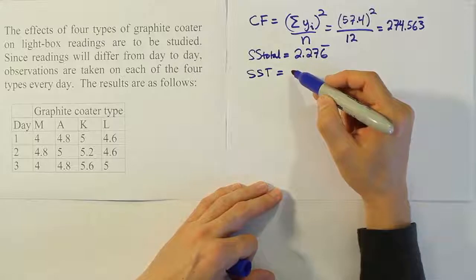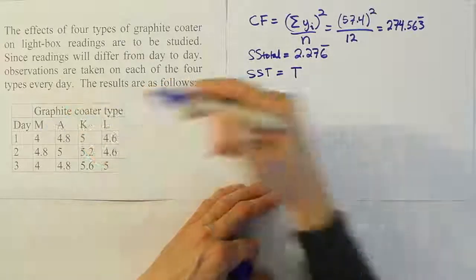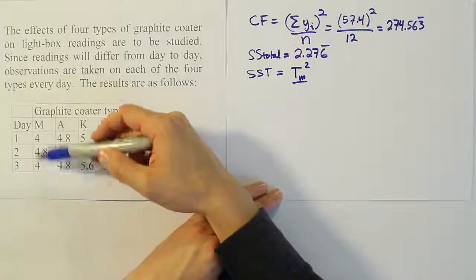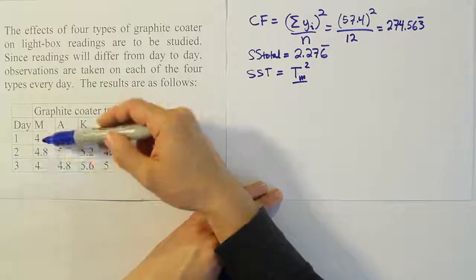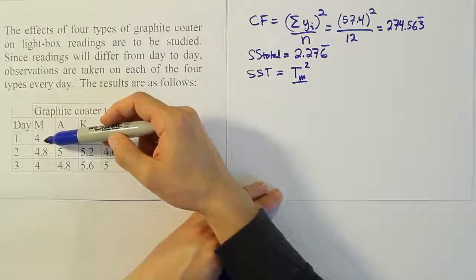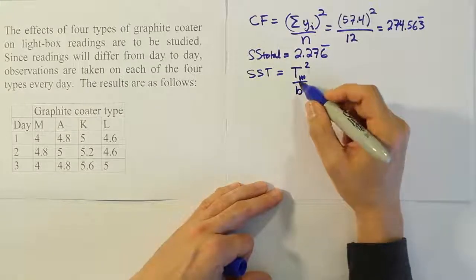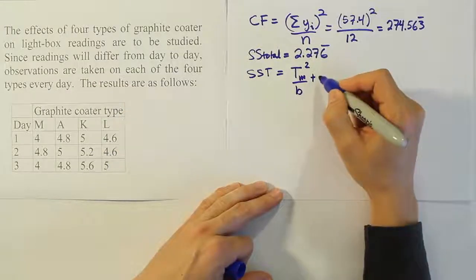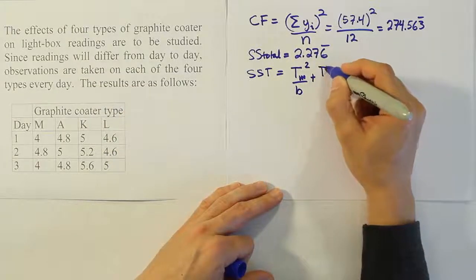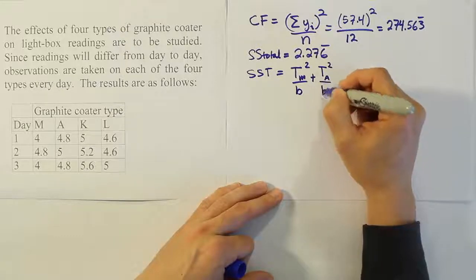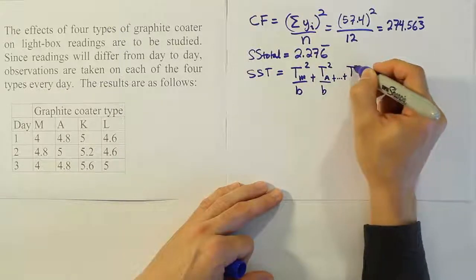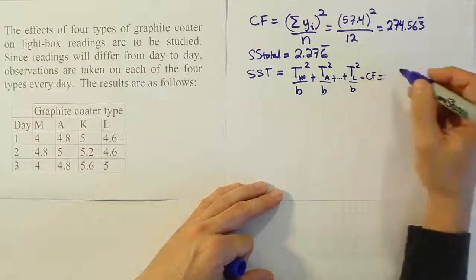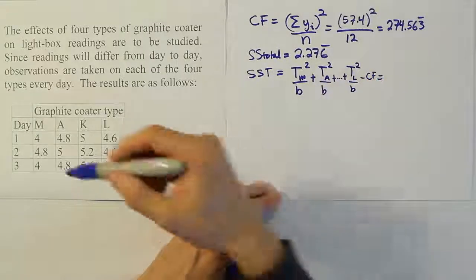So, first thing you want to do is put the treatment total for graphite coder M squared over the number of values in that column, which is 3. If you notice, that's also the same as the number of blocks, which it has to be under this design. So that means that you can just put B here as a notation to tell you that the number of values is equal to the number of blocks. Okay, and then we'll do that all the same all the way across, right? So T for A squared over B plus dot, dot, dot. The last one, T of L squared over B, right? Minus the correction factor. So if we work that out for us, we're going to have this treatment total is 12.8.